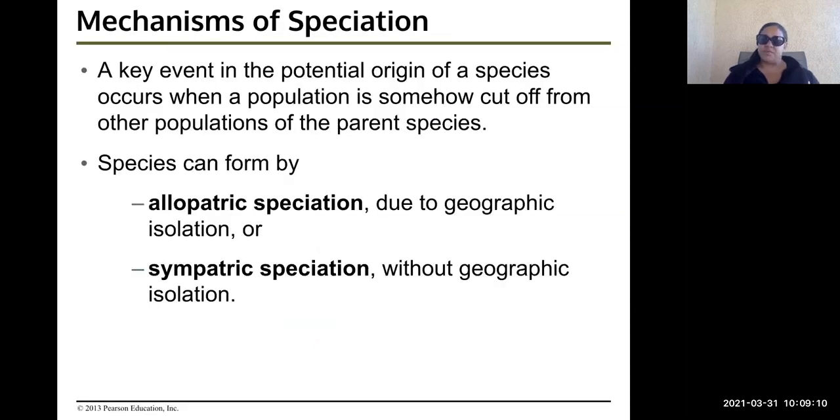Mechanisms of speciation, so how it actually happens. A key event in the potential origin of a species occurs when a population is somehow cut off from other populations of the parent species. The two different ways this can happen is either allopatric speciation due to the geographic isolation, or sympatric speciation without geographic isolation.